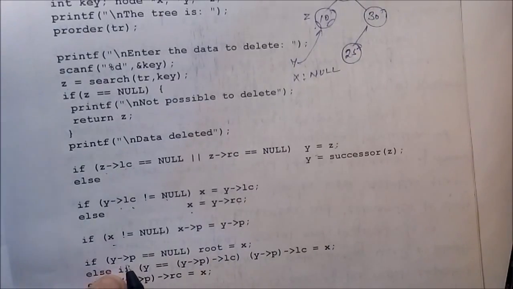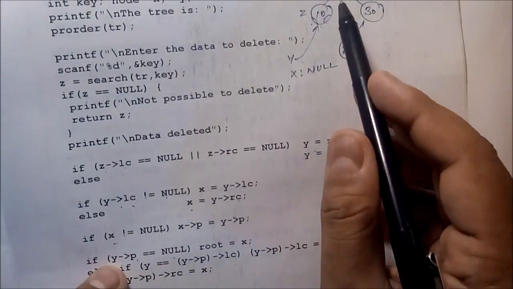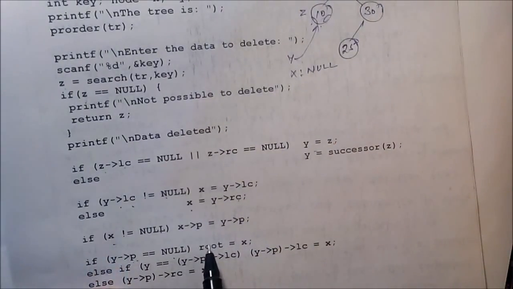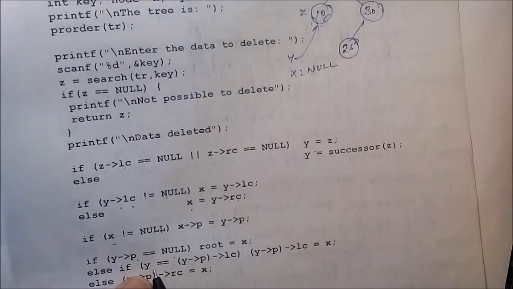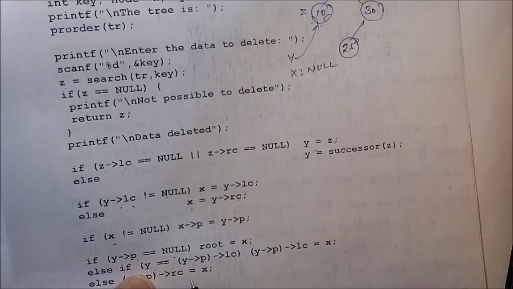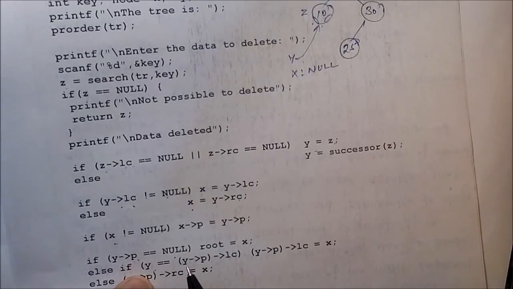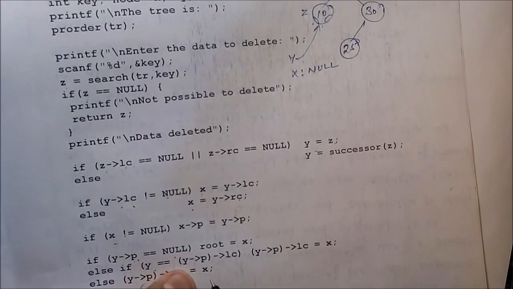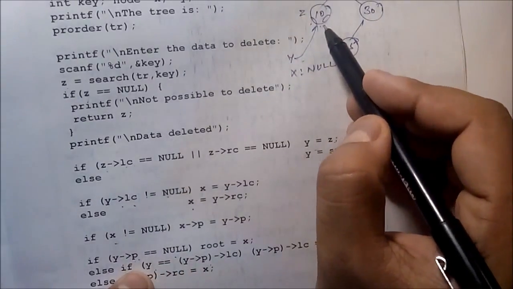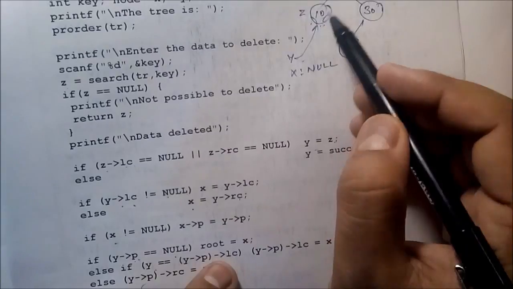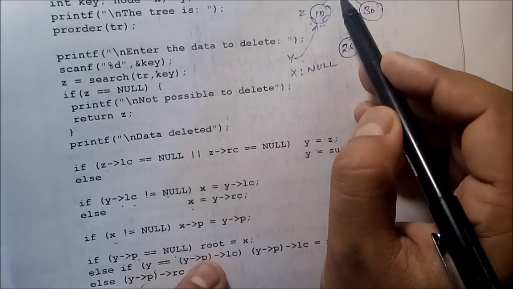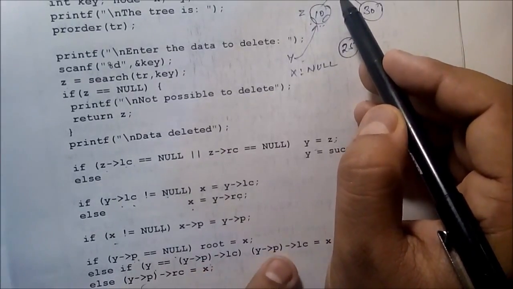And yp, the parent of y, is equal to null? Now parent of y is not null, so this particular condition is also false. Else if y is equal to the left child of its parent, is y the left child of its parent? Parent is what? This 20. The condition is true.